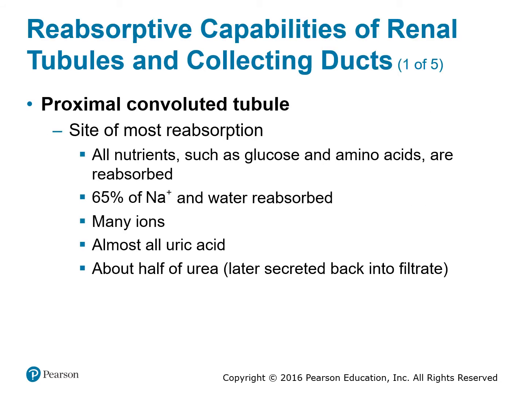Reabsorptive capillaries of renal tubules and collecting ducts. The proximal convoluted tubule, what you'll see as the PCT, is the site of most reabsorption. All nutrients such as glucose and amino acids are reabsorbed. We see 65% of sodium and water reabsorbed. Many ions, almost all uric acid. When we think about the words uric acid, what immediately comes to your mind? Good. Gout. Hopefully you said gout. About half of urea is reabsorbed, which is later secreted back into our filtrate.